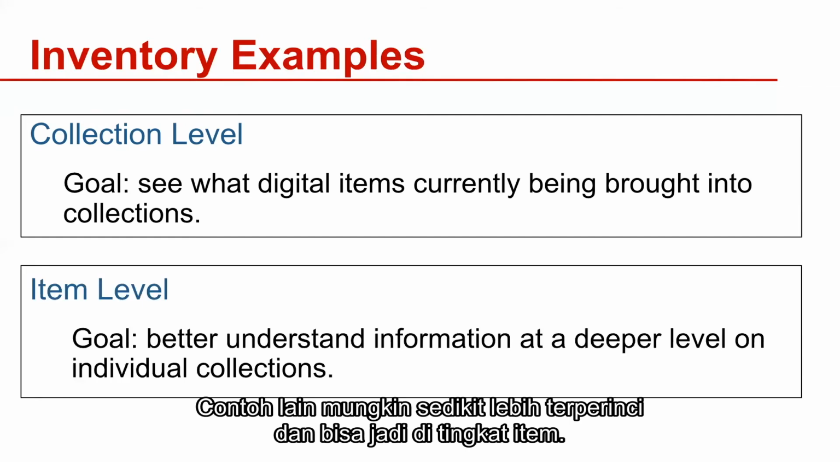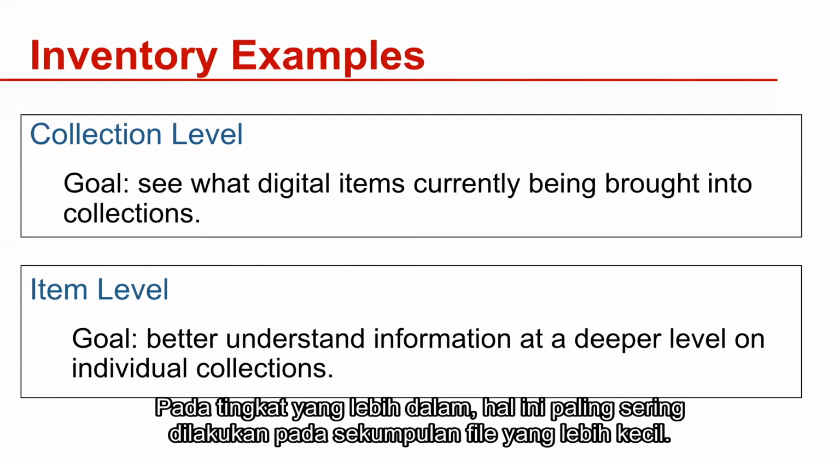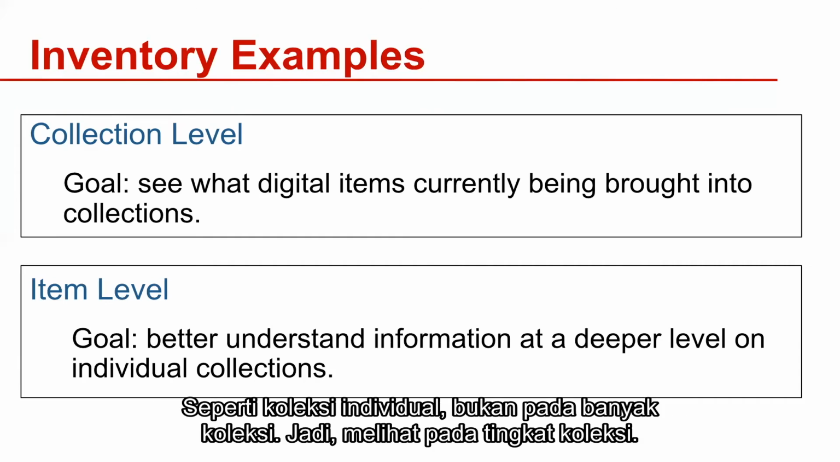Another example may be a bit more detailed, and it could be at the item level. The goal of an item level inventory is often to get a better understanding on a smaller set of materials at that deeper level. These most often would be done on a smaller set of files, such as an individual collection, rather than on many collections.